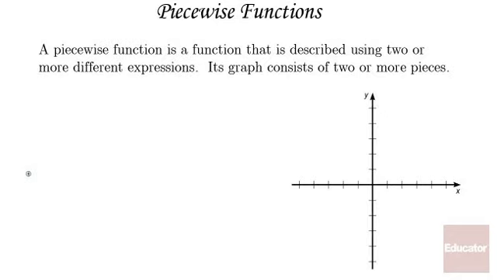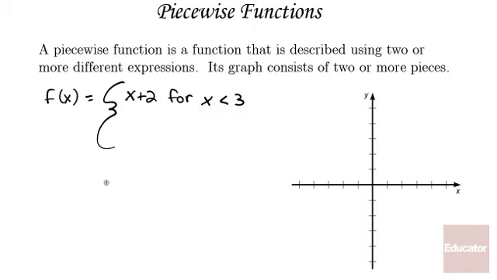The third special function that we're going to discuss is called a piecewise function. And a piecewise function is a function that is described using 2 or more different expressions. The result is a graph that consists of 2 or more pieces. Just starting out with one that consists of 2 pieces. The notation is usually like this, with one large brace on the left. f of x equals x plus 2 for values of x that are less than 3, and f of x equals 2x minus 3 for values of x that are greater than or equal to 3.